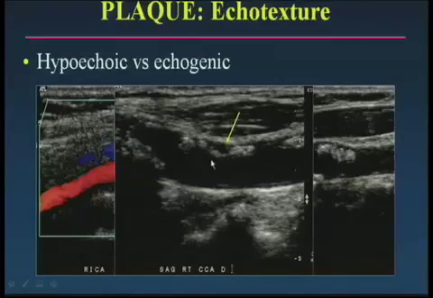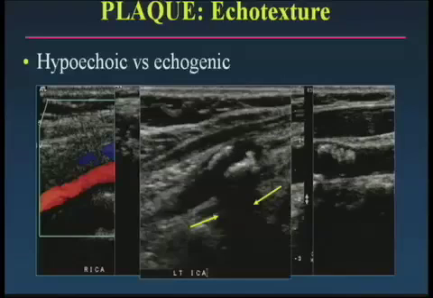This plaque in this patient is very irregular. It's relatively heterogeneous, and it has this focal area centrally, which is hypoechoic, which most likely represents intraplaque hemorrhage, and again, this is associated with a worse prognosis.